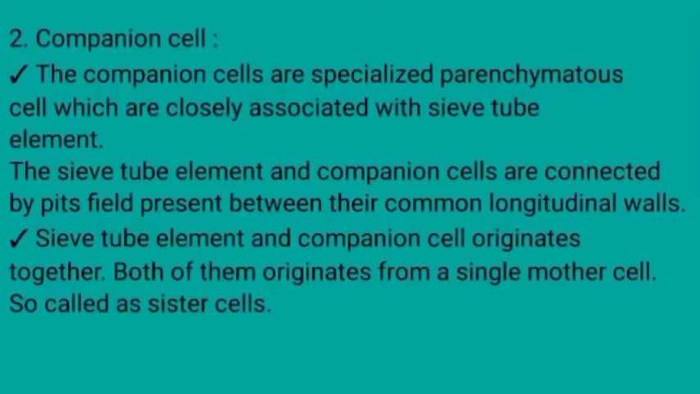Second type, companion cells. The companion cells are specialized parenchyma cells which are closely associated with sieve tube elements. The sieve tube elements and companion cells are connected by pit fields present between their common longitudinal walls. Sieve tube element and companion cells originate together. Both of them originate from a single mother cell. That's why sieve tube elements and companion cells are together called sister cells.